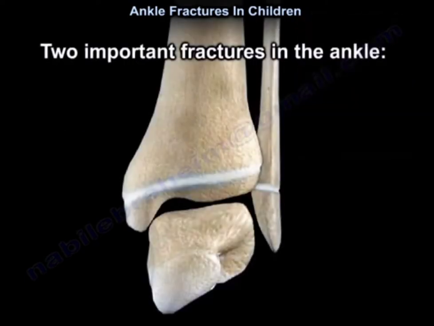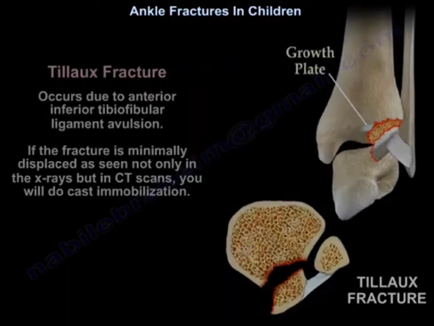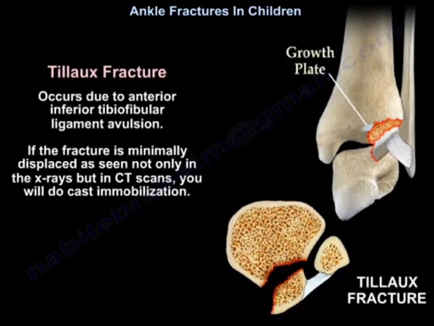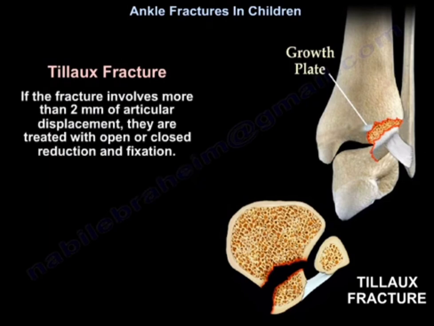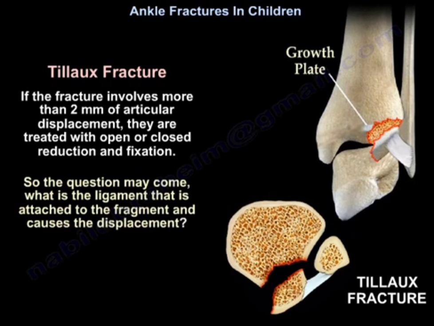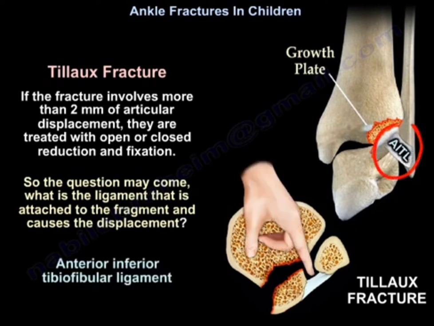Two important fractures in the ankle. The Tillaux fracture occurs due to anterior-inferior tibiofibular ligament avulsion, and if the fracture is minimally displaced, as seen not only in the X-rays but in CT scan, you will do cast immobilization. If the fracture involves more than 2 mm of articular displacement, they are treated with open or closed reduction and fixation. So the question may come, what is the ligament that attaches to the fragment and causes the displacement? It is the anterior-inferior tibiofibular ligament.